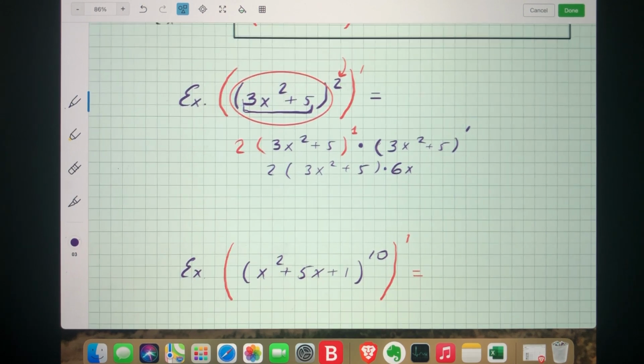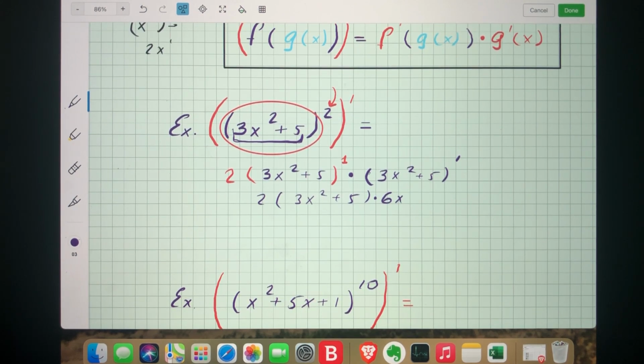We could also multiply this out and simplify if we wanted to, and that would be 12, since 2 times 6 is 12x, times 3x squared plus 5. If we distribute further, we would have 36x to the third plus 12 times 5 is 60x, and that's the final answer.